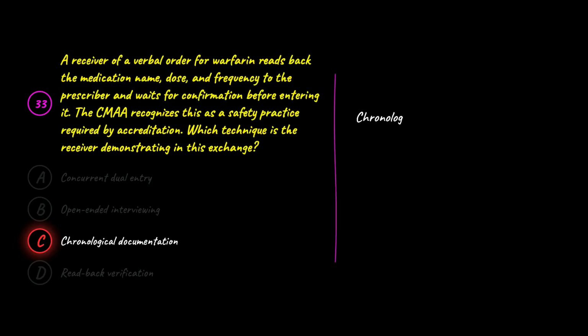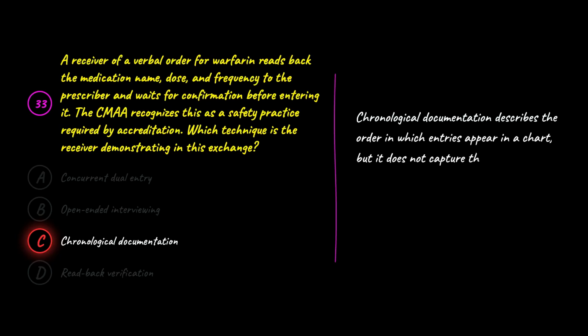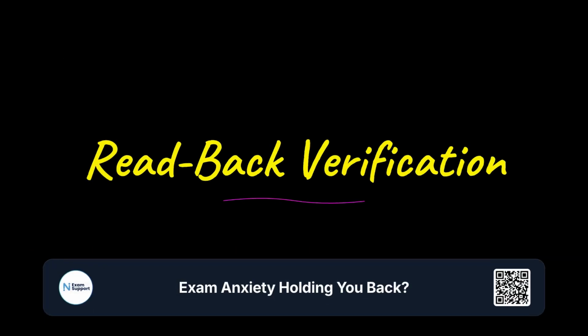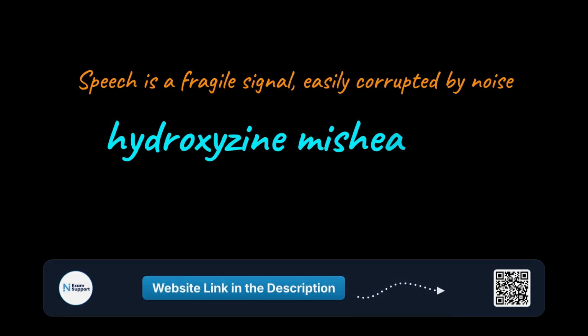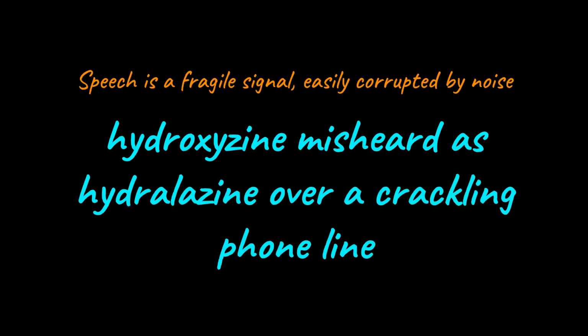C is wrong because chronological documentation describes the order in which entries appear in a chart, but it does not capture the back-and-forth verification step that readback standards demand for verbal medication orders. Readback verification is the Joint Commission's safety standard for verbal and telephone orders, designed to catch errors before they ever reach the patient. Spoken words can be lost or twisted, especially with sound-alike drug names, similar doses, or background noise.